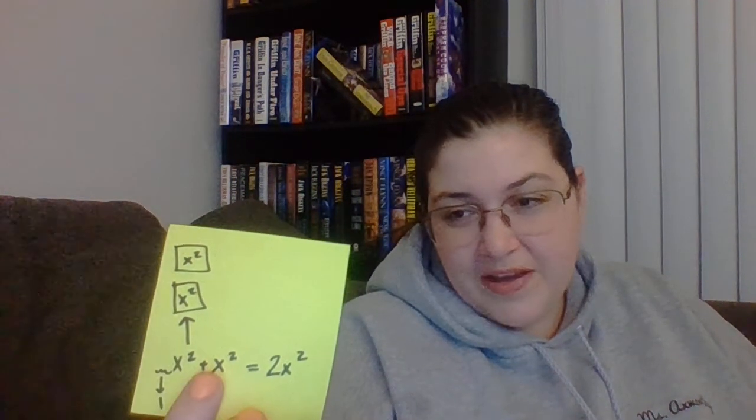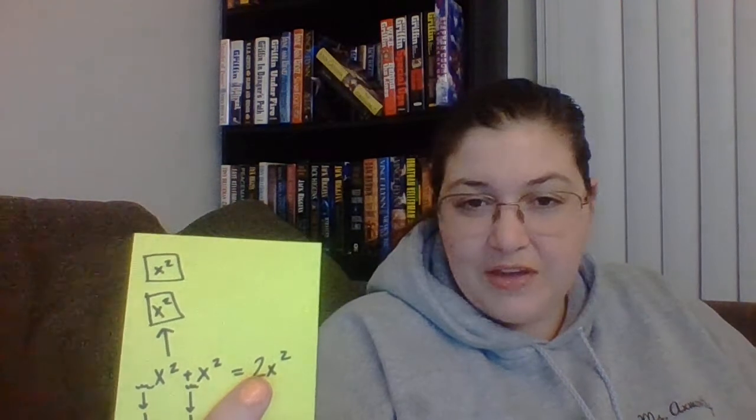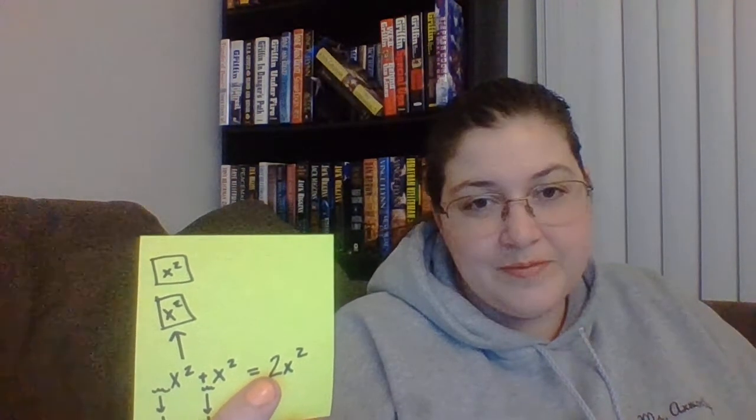And then we've got our x squareds. So we have how many x squareds? That's right, we've got 2 x squareds. Add together, we've got 2x squared. You put it all together and you end up with what?